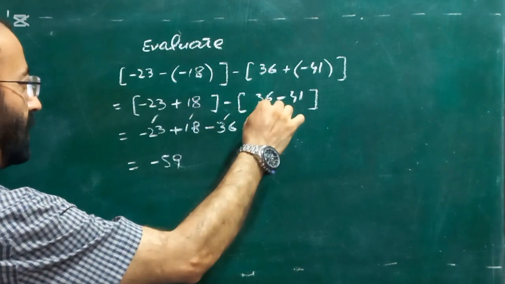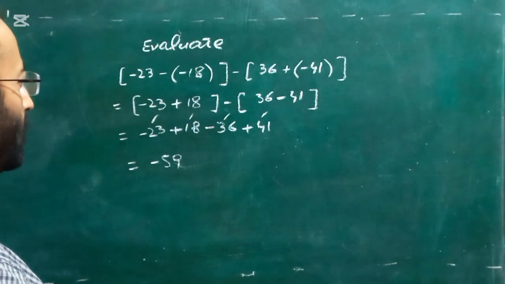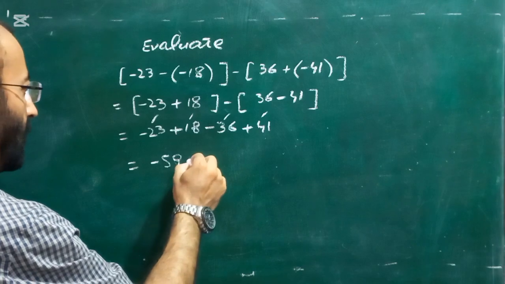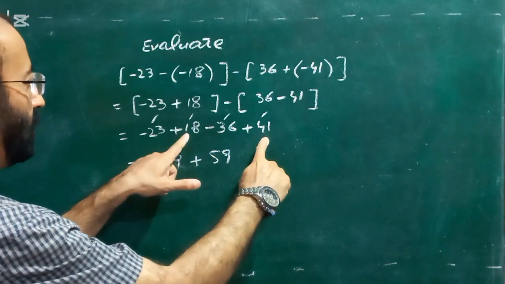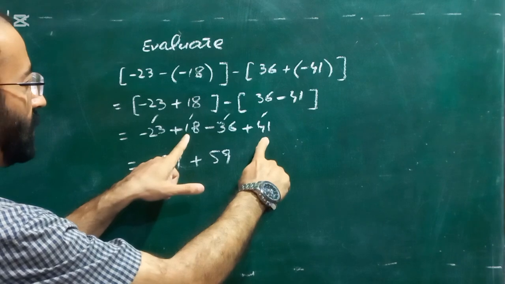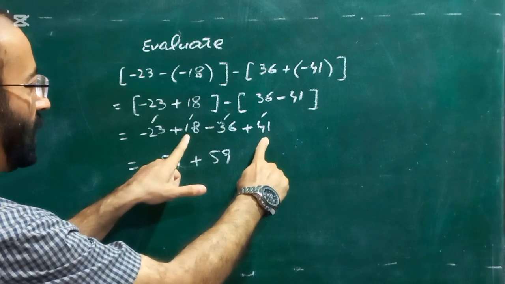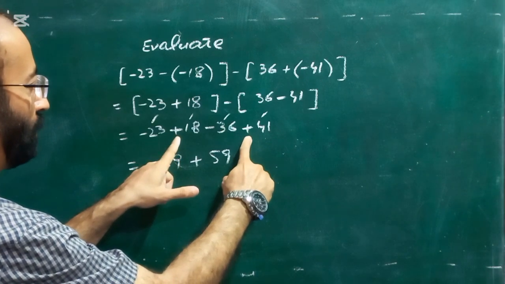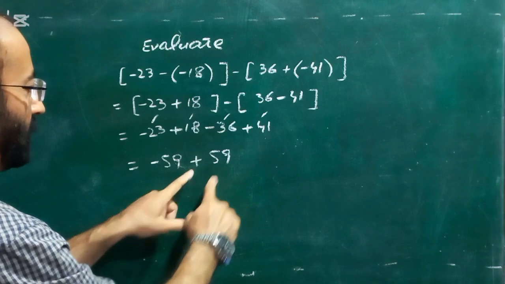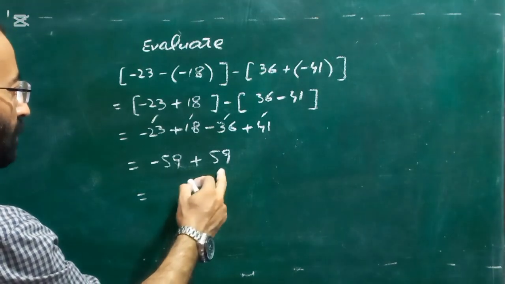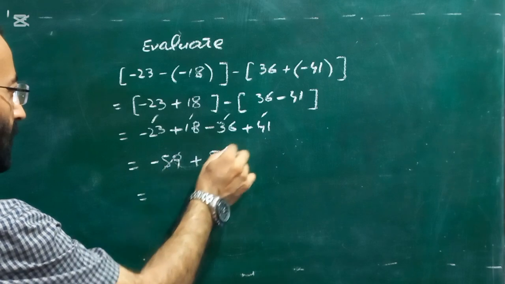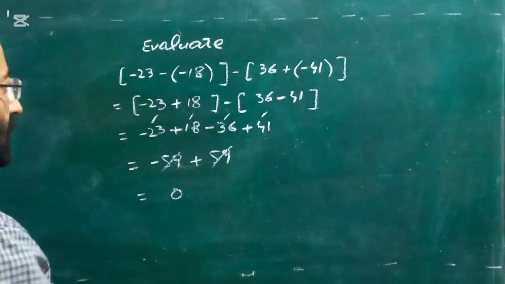Likewise, plus 18 plus 41. So the answer will be plus 59, because the sum of these two values will be 59, but the sign of both is positive, so the answer will be plus 59. At this stage you can see minus 59 and plus 59 will be cancelled, so the answer will be 0.